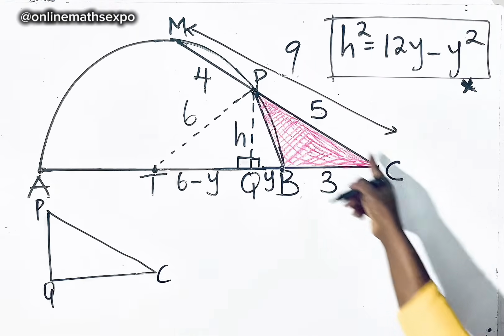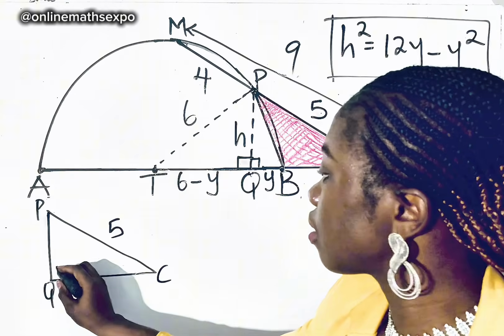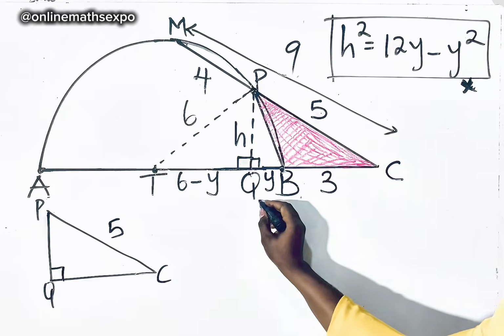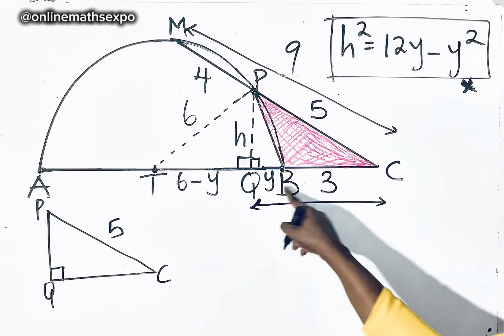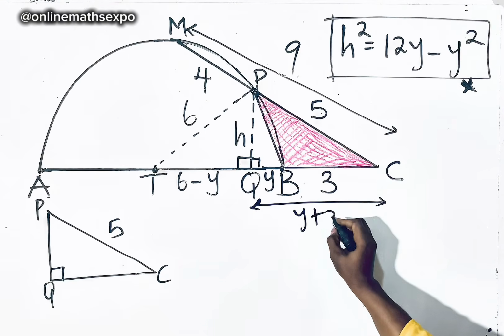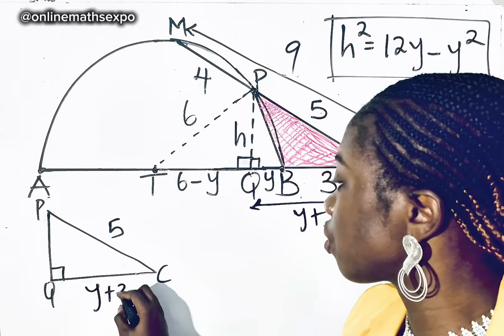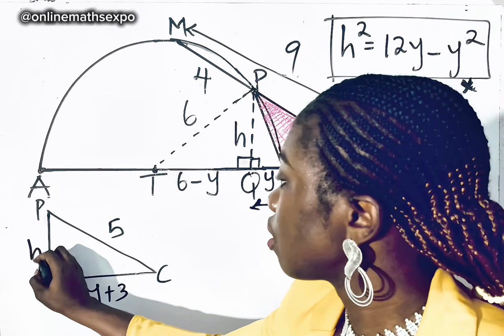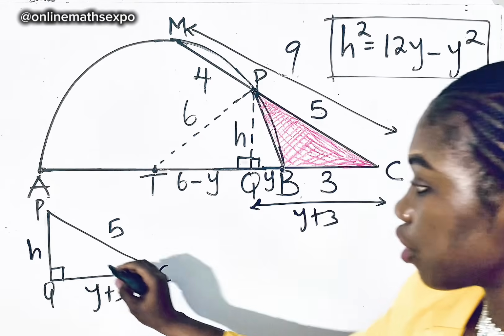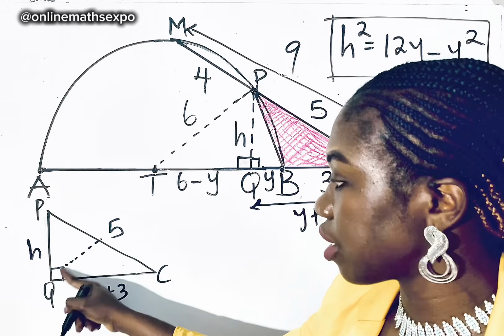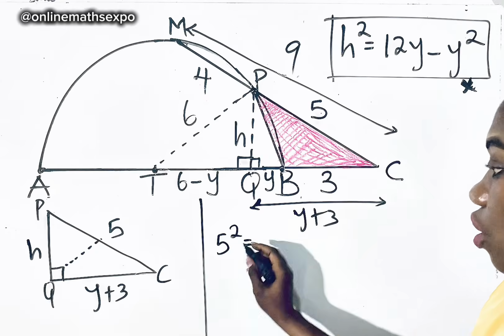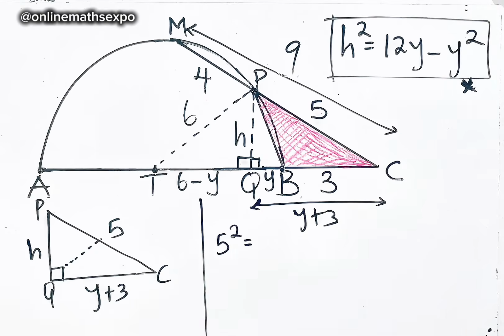Length PC is given as 5 units, with right angles here. Length QC is given as y plus 3, which is this. So we have y plus 3. Then length PQ is the height. Using Pythagoras theorem, the side opposite to the right angle is the longest. Square it, and we have 5 squared is equal to the sum of the squares of the two legs.